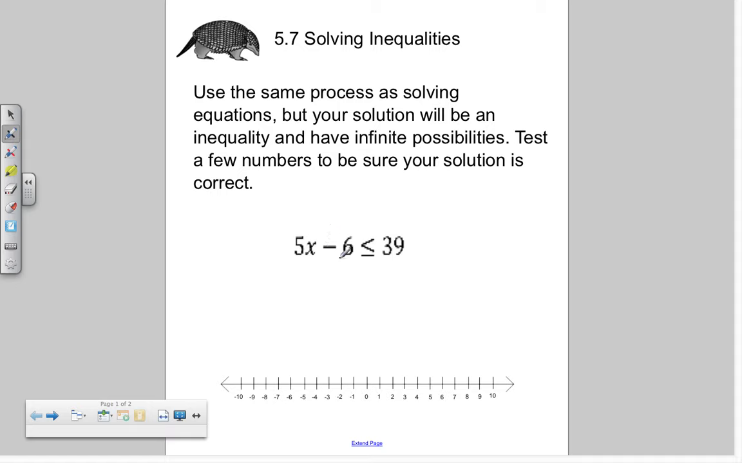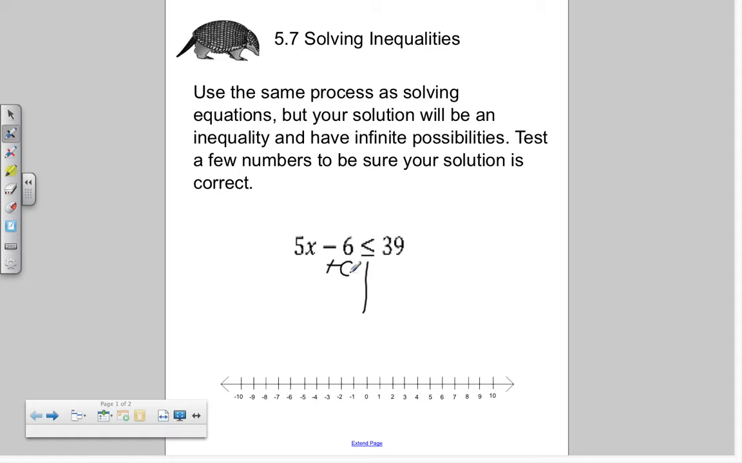We have 5x minus 6 is less than or equal to 39. Remember, I'm looking for values of x that will make this true. But because this side, or this member, has to be less than or equal to 39, there's going to be infinite possibilities that would work. So I'm going to do the same process as solving equations. So I think about this as the middle or the fulcrum of my inequality.